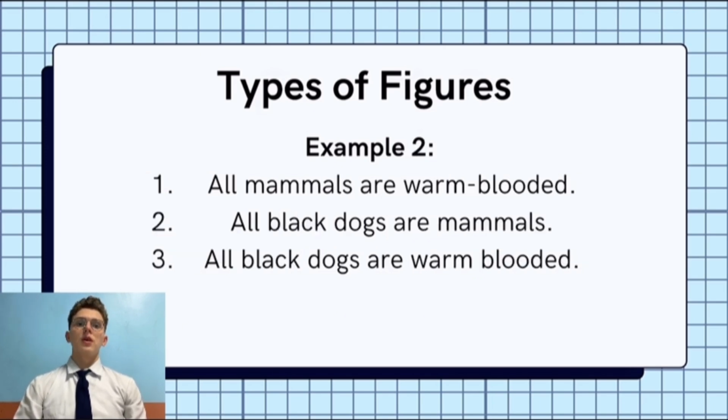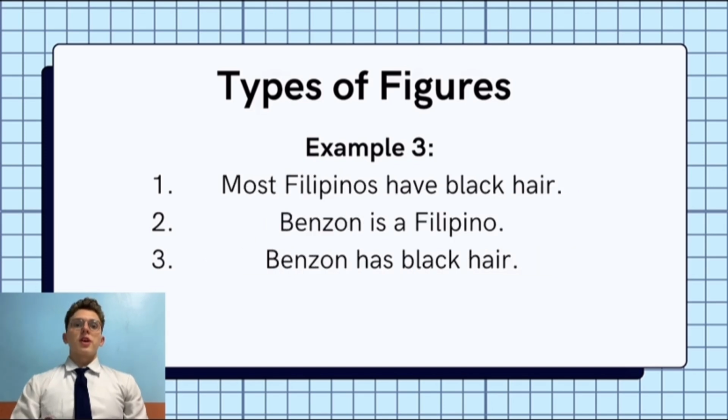Example 2. All mammals are warm-blooded. All black dogs are mammals. All black dogs are warm-blooded. The middle term in this argument is mammals. It appears on the left in the first premise and on the right in the second premise, meaning it is a figure 1 argument.